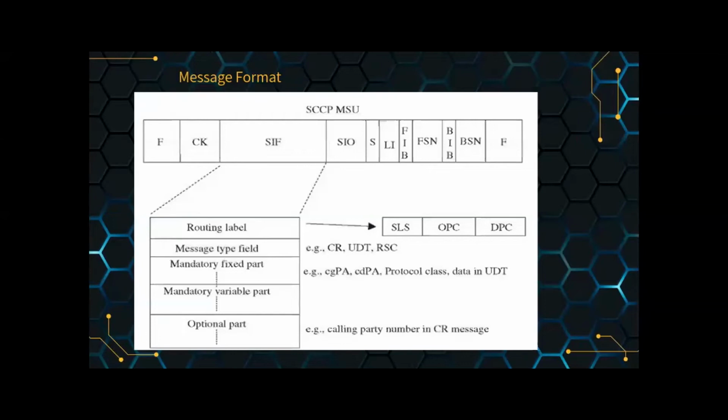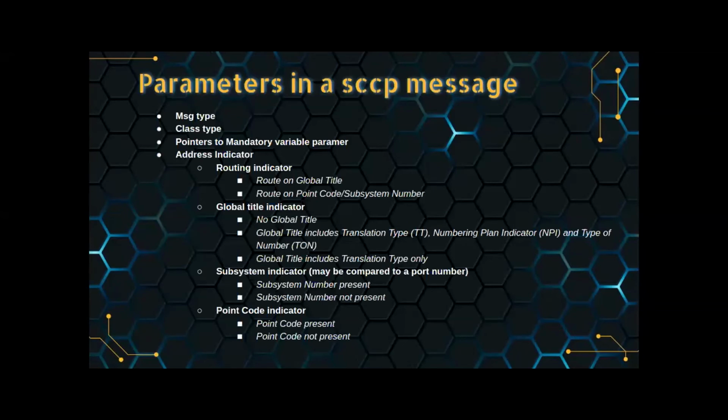Now let's look at the message format. An SSP message will include a routing label, a message type field, a mandatory fixed field, a mandatory variable field, and an optional field. Now, these are some of the parameters in an SSP message. There is the message type, there is the class type, and there are the pointers to the mandatory variables.